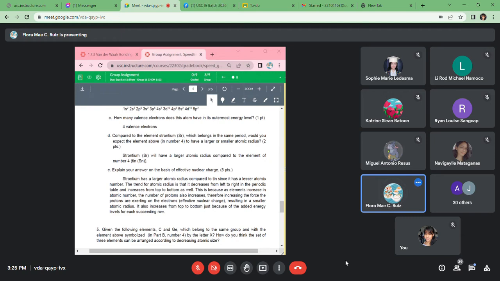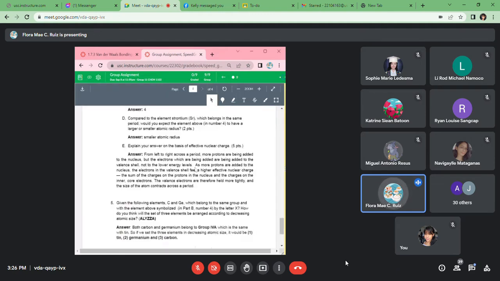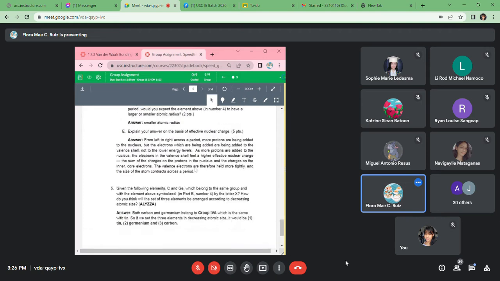All right. Next, let's have group 9, who will answer the last question, which is B5. Good afternoon, everyone. For number 5, given the following elements, C and Ge, which is carbon and germanium, which belong to the same group as the element symbolized in part B number 4 by the letter X, which means tin. How do you think will the set of 3 elements be arranged according to decreasing atomic size?